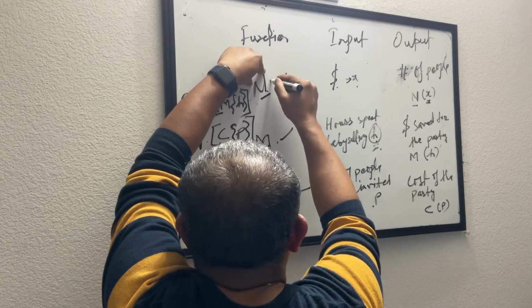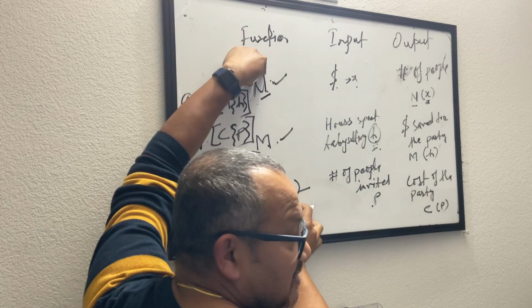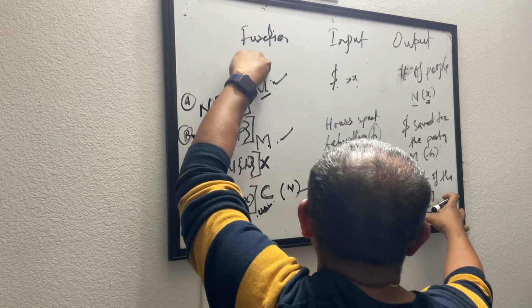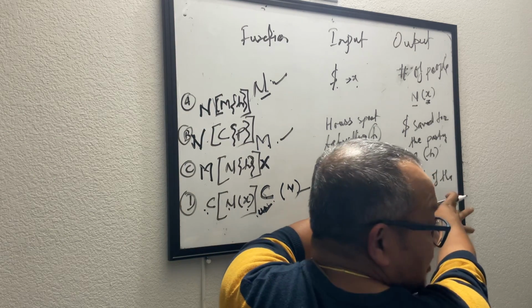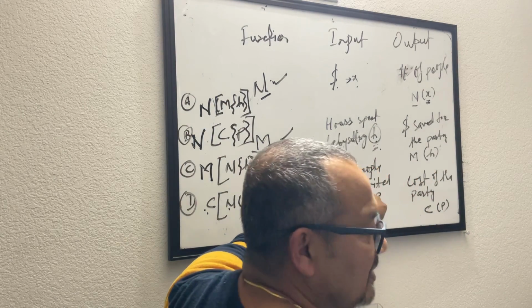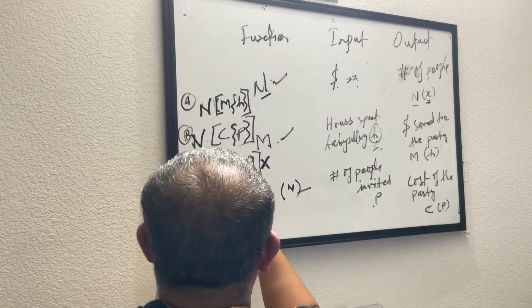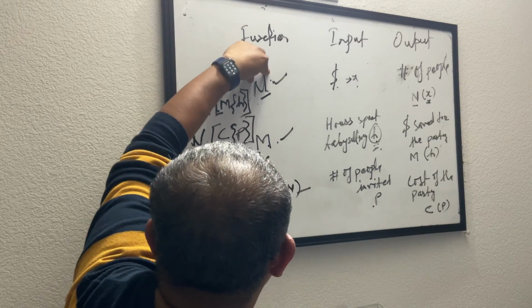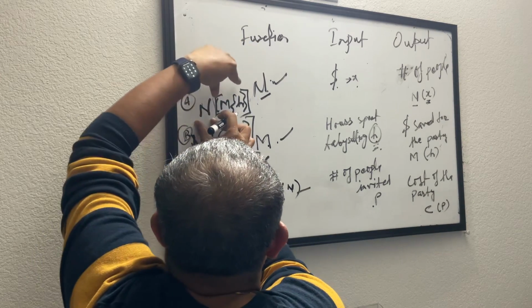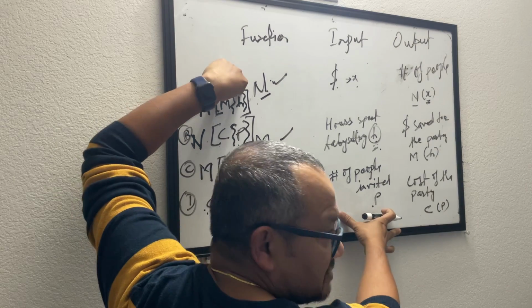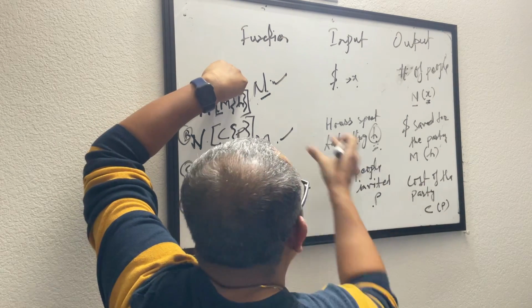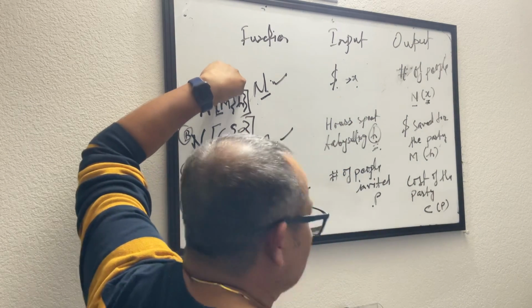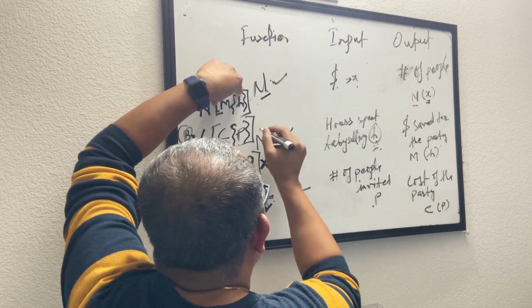C of N of X is understandable. You plug in the number of people, you get the cost. So this comes as input to this one and you derive the overall cost. But N of C of P, think about this. N is the number of people, so number of people as a function of cost. Number of people is a function of the money, not cost. So this one also I will rule out.